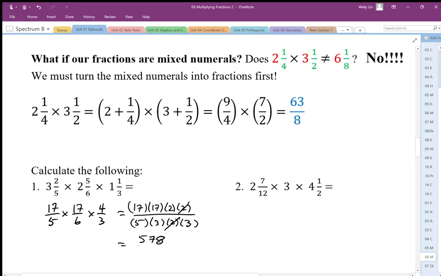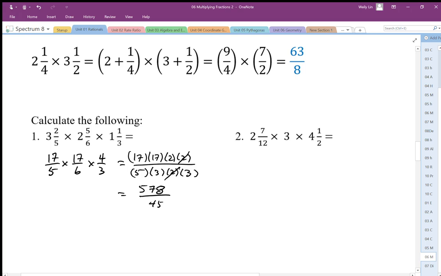578. Okay, over 5 times 3 times 3, that's going to be over 45. And again, those are prime. They don't share any common factors, so there is my final answer. And again, leave it as an improper fraction because improper fractions are actually much easier to work with when we're dealing with fraction operations.